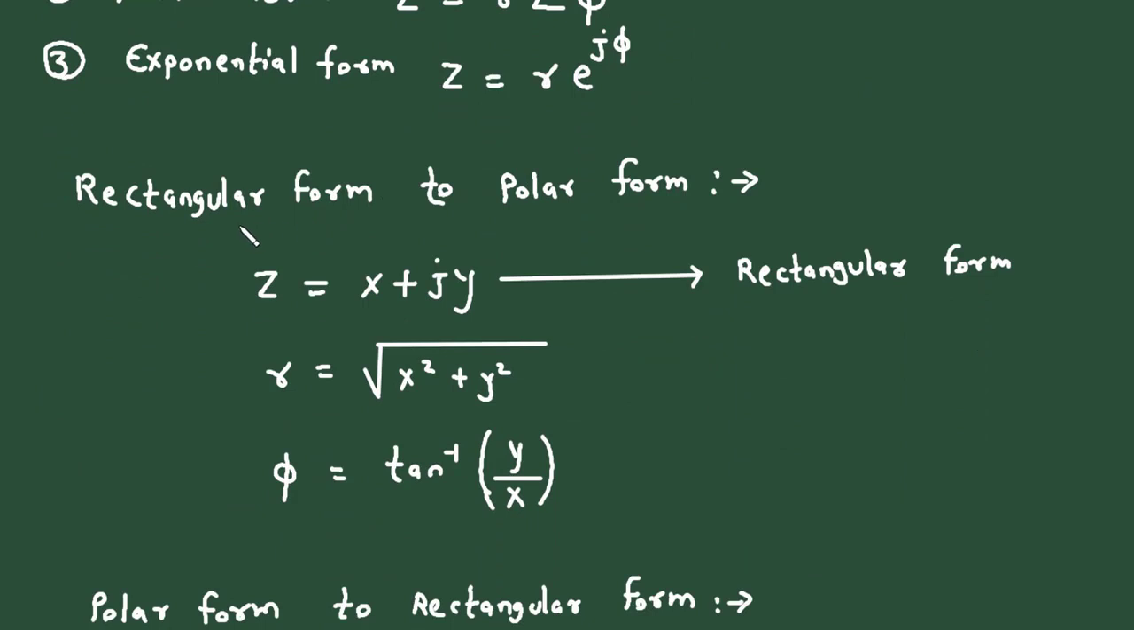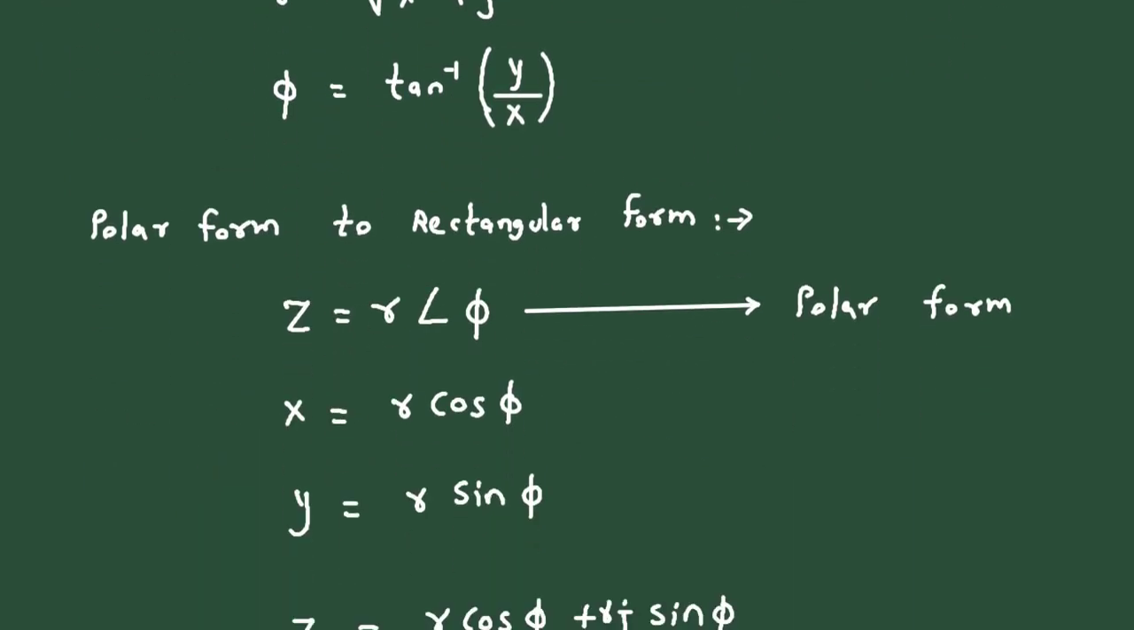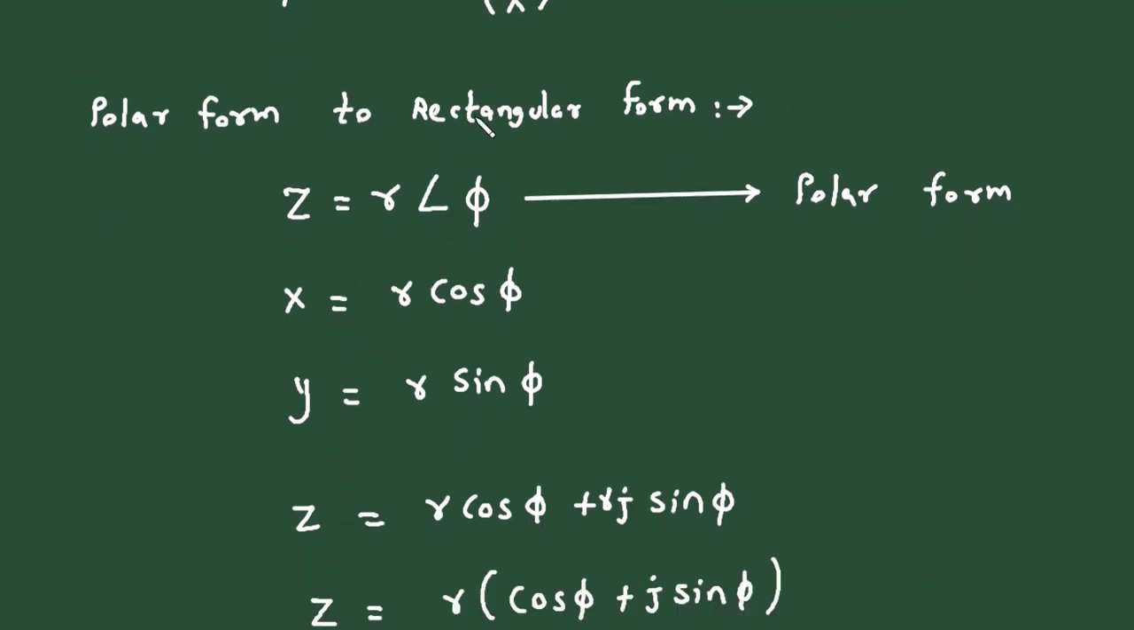Suppose if we want to convert rectangular form to polar form, then r is equal to under root of x square plus y square, and phi is equal to tan inverse of y by x, because we need r and phi.